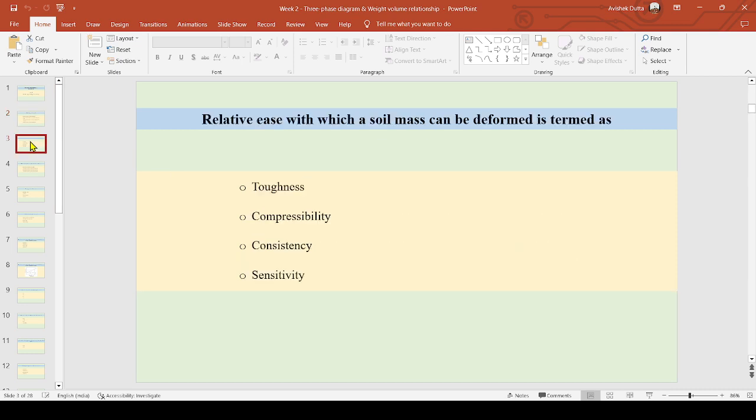The second question: the relative ease with which a soil mass can be deformed is termed as. Relative ease with which a soil mass can be deformed is termed as. Your options are toughness, compressibility, consistency, sensitivity.